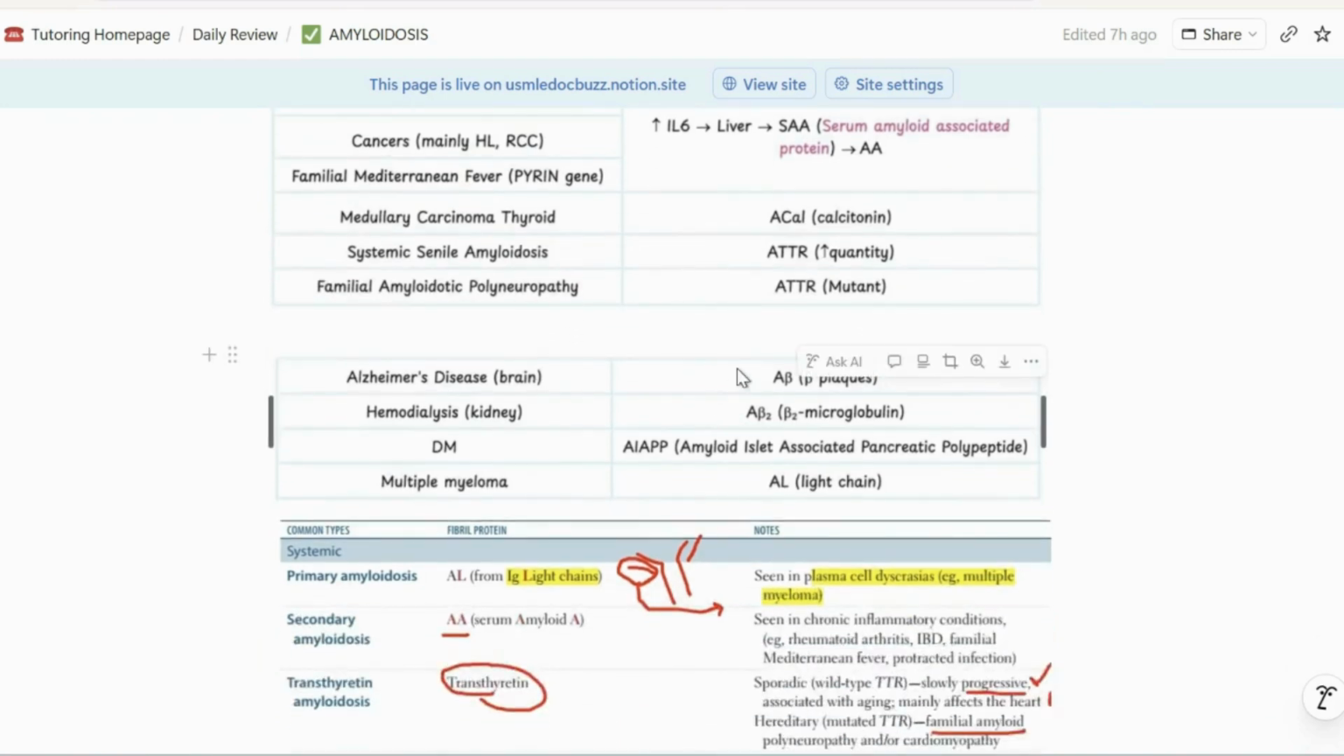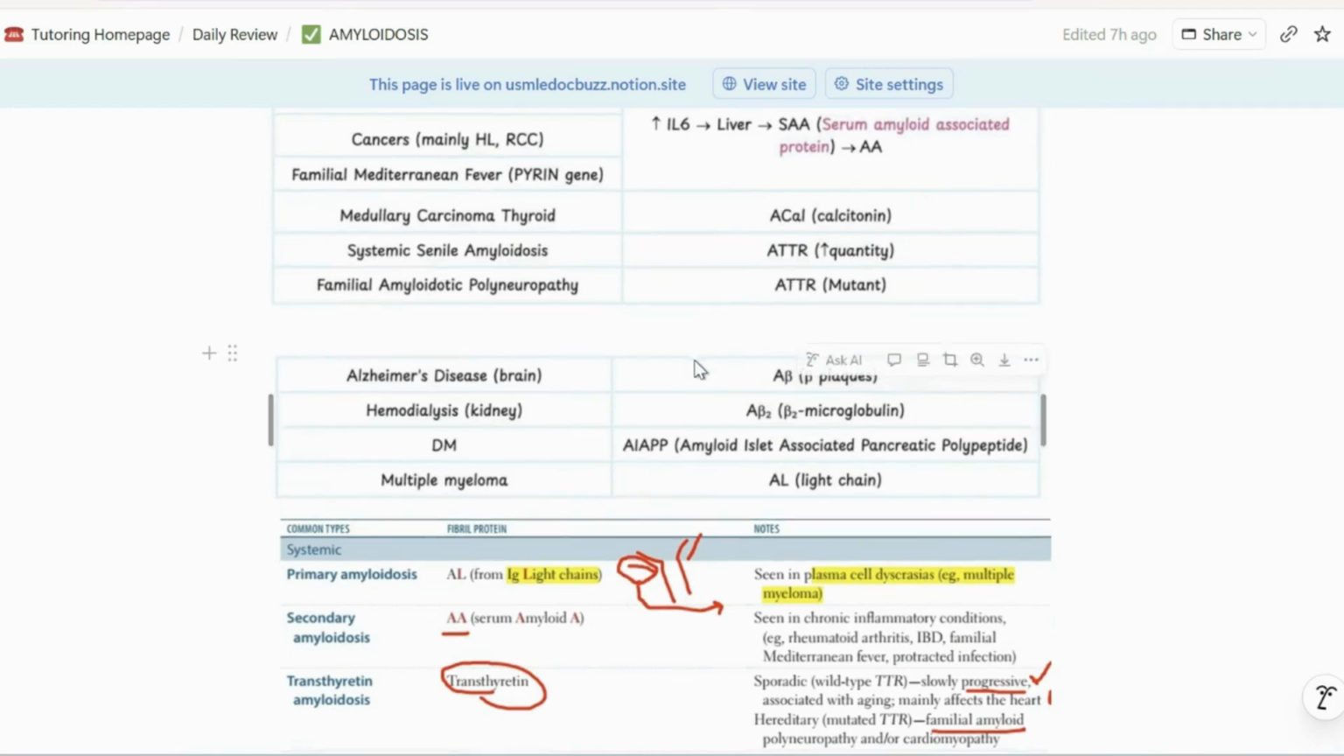Okay. Next comes Alzheimer's. So Alzheimer's, the main protein that you're accumulating is beta plaques. So that's why it's called A beta. Okay. With hemodialysis in the kidneys, you accumulate beta 2 microglobulin, right? That's why it's called A beta 2. Okay. With diabetes, within the pancreas, you may see some islet-associated pancreatic polypeptide. These are just, again, polypeptide chains that are accumulating because you may have diabetes type 1, type 2, and you're kind of exhausting your islet cells, and now they're being replaced by these weird proteins, right?